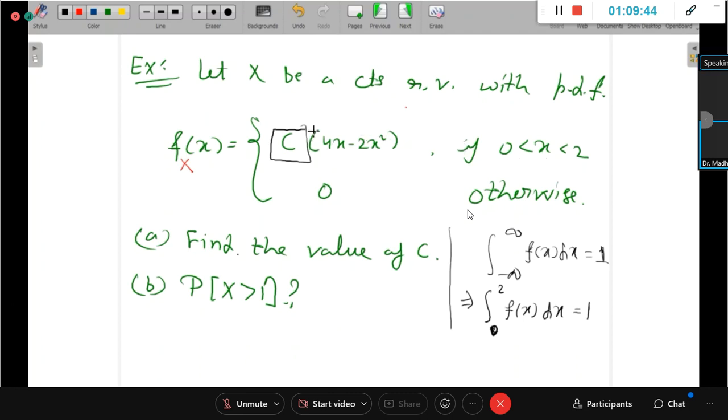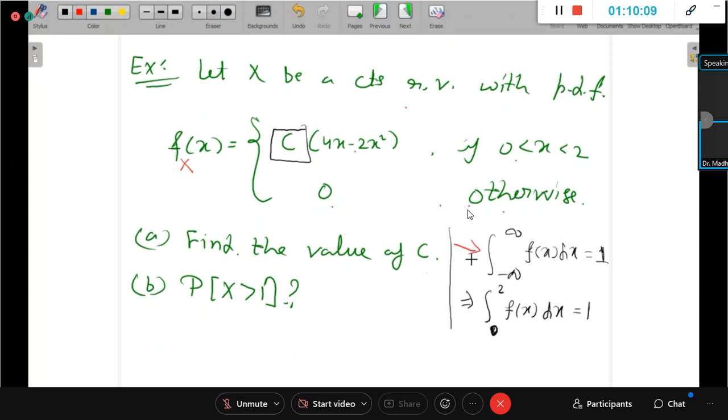Where x can take any values between 0 to 2, and we can treat these as the associated probabilities over this interval. So this is going to be 0 otherwise. If x lies between 0 to 2, it has this form, and 0 otherwise. Find the value of c.